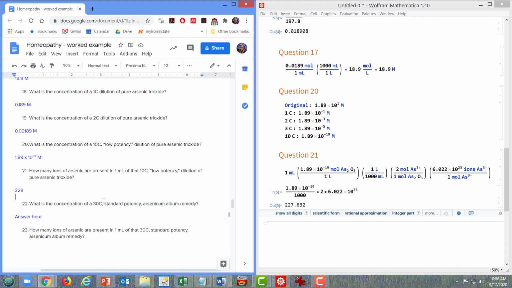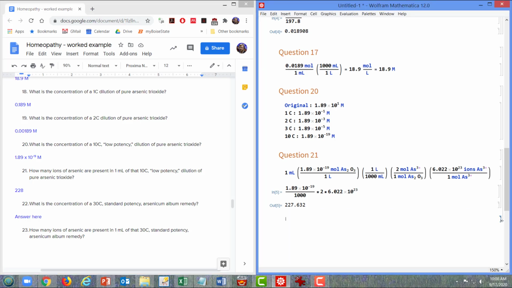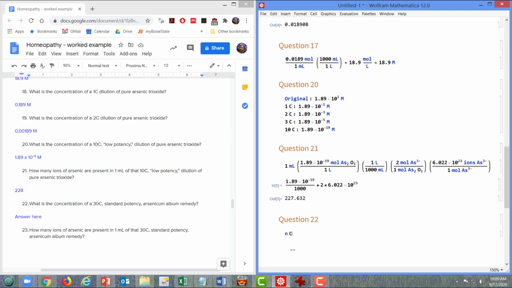What's the concentration of a 30C standard potency arsenicum album remedy? So we did 10C here, and we now know the pattern. It might be nice to come up with a formula here. We know that for each C, the exponent of the 10 is going down by 2. So this is question 22. If we call it NC, where N is how many C's we do, let's see if we can figure out what it's going to be.